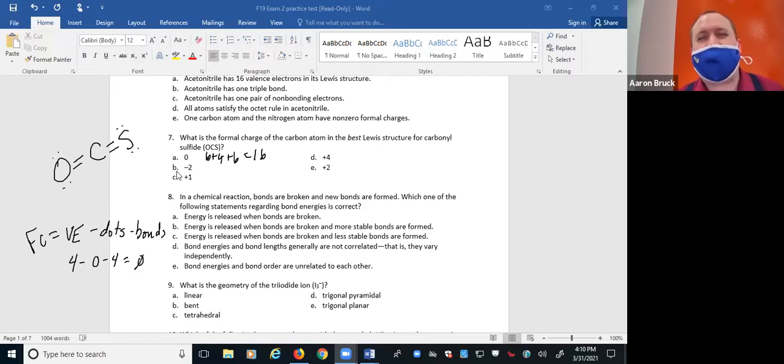The trick for most carbon compounds, formal charge is usually 0 for carbon. Rare cases where it's not, but for the most part, carbon forms 4 bonds, and when it forms 4 bonds, it has a formal charge of 0 because it can't form 4 bonds and have dots. It's not capable of breaking the octet rule.